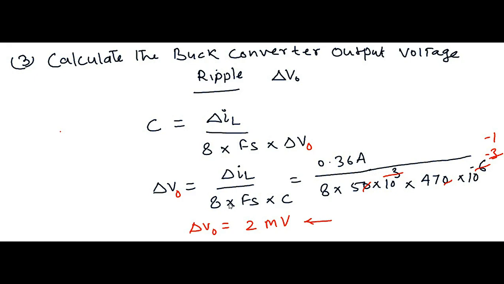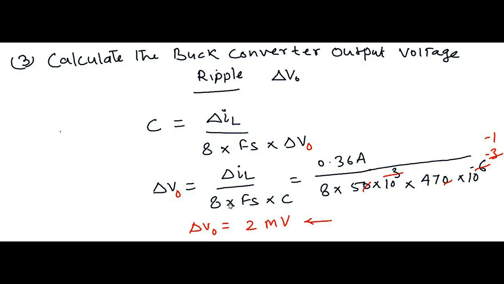Practically, 2 millivolt is very small. If you think of measuring 2 millivolt as a ripple, practically it is impossible to measure that, because it's kind of noise. Even if you don't connect your DSO across the output voltage or across the capacitor, you will see a ripple of 2 millivolt. It's very little, but for this calculation, with the values we have, the output voltage ripple is going to be 2 millivolt.